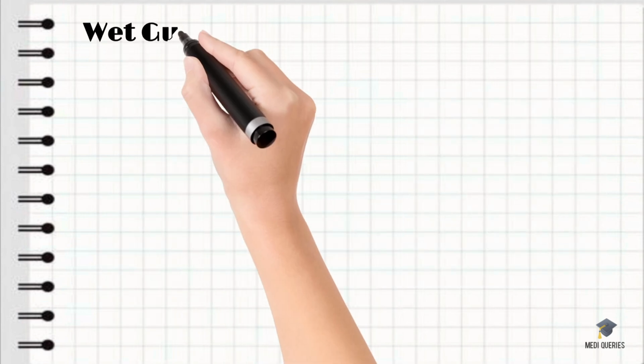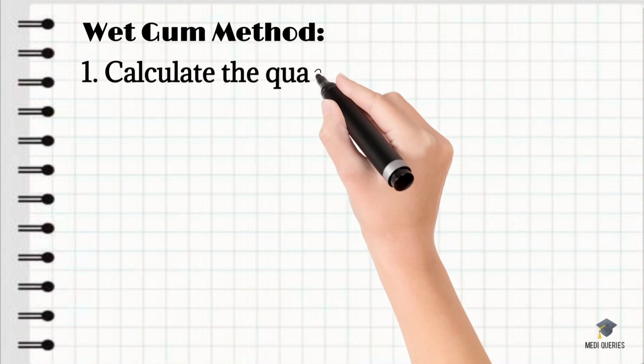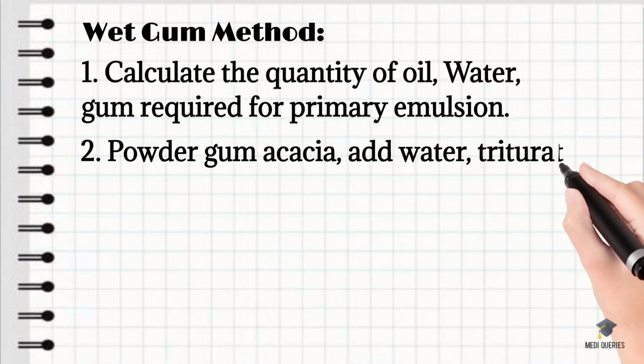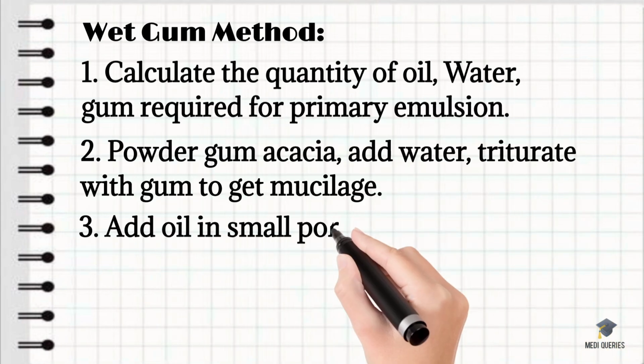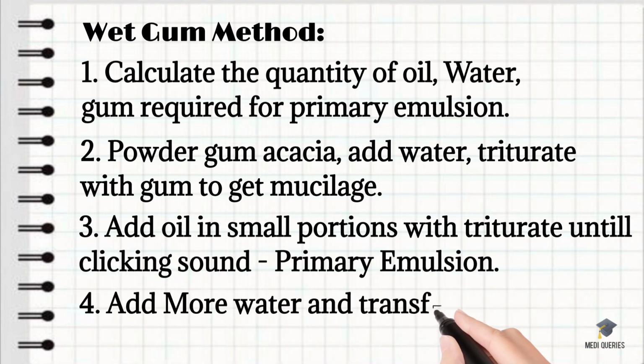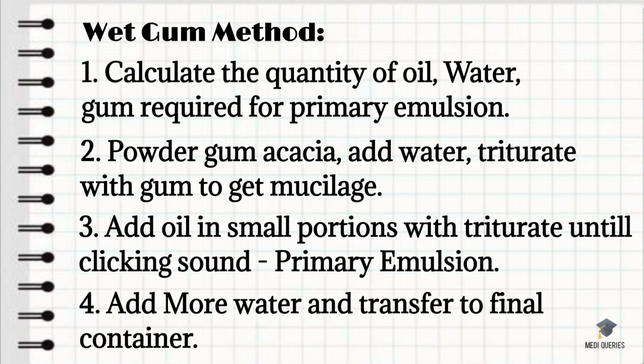The next method is the wet gum method. In this method the proportion of oil to water to gum for preparing the primary emulsion is the same as in the previous table. In this method, first calculate the quantity of oil, water and gum required for preparing the primary emulsion. After that, powder the gum acacia in a mortar, then add water and triturate it with the gum so as to form a mucilage.